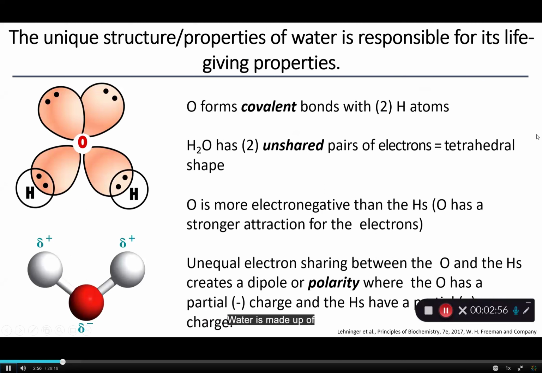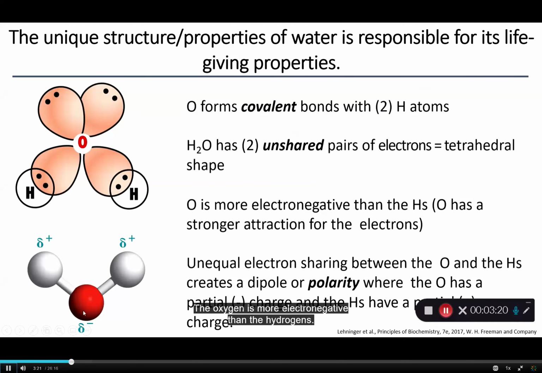Okay, so let's look at some of the unique properties of water that make it so essential for life. Water is made up of a single oxygen atom and two hydrogen atoms bonded to it. Oxygen forms covalent bonds with these two hydrogen atoms, and that's a very strong interaction. But the water molecule has two unshared pairs of electrons, and therefore water takes on a tetrahedral shape where there's a bend and a partial charge on either end of the poles.